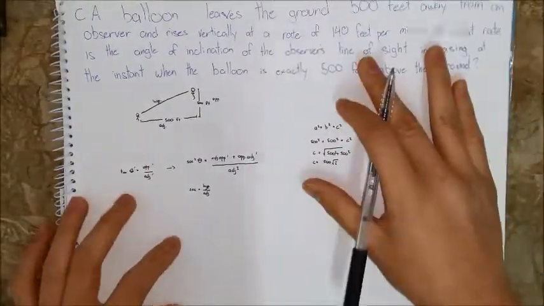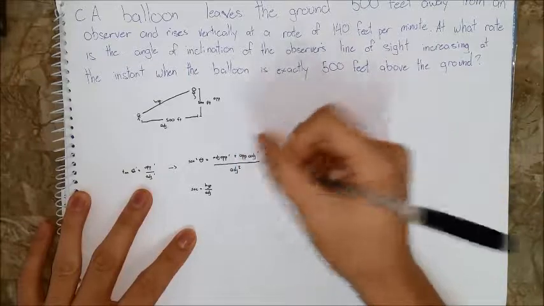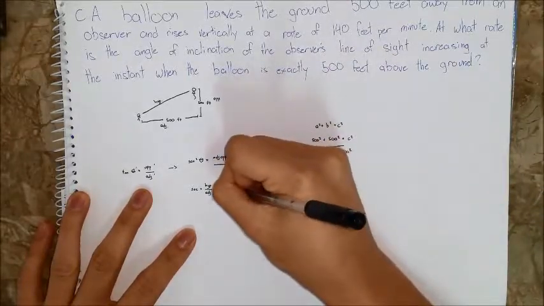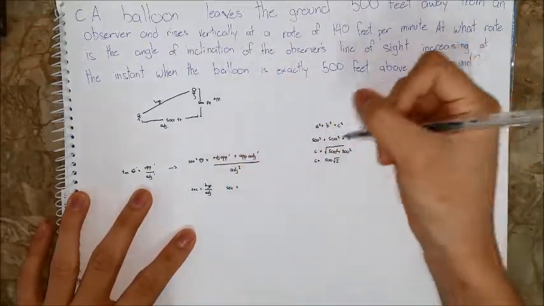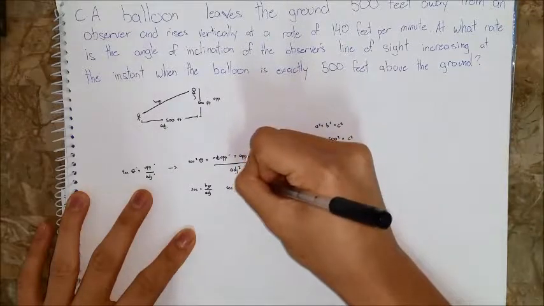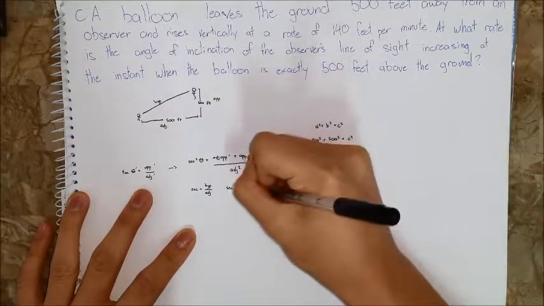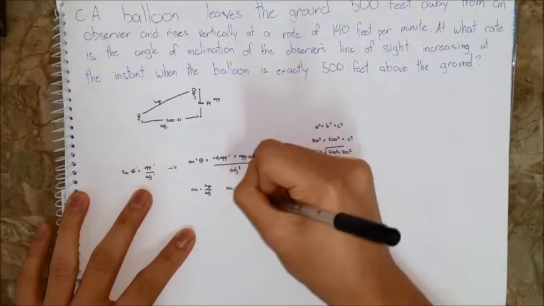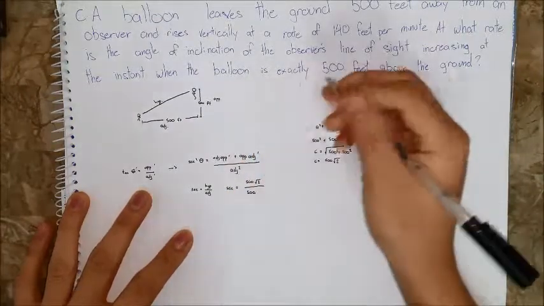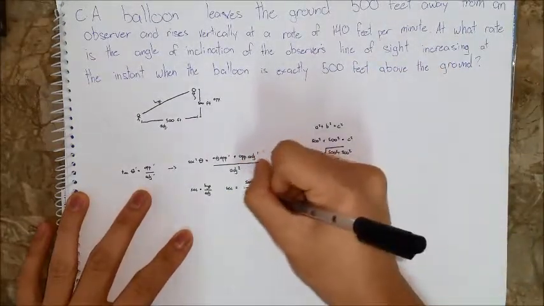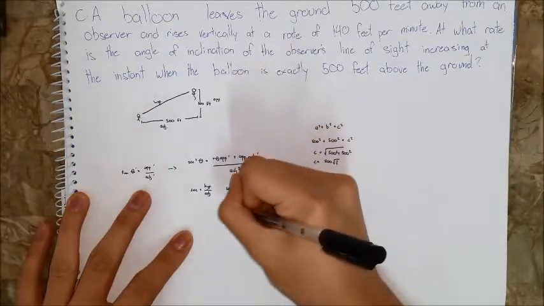So going back to the secant, we can now input it. Secant equals the hypotenuse, which is 500 times square root of 2, over the adjacent, which is 500. So we can just cancel the 500 out, and it will become square root of 2.